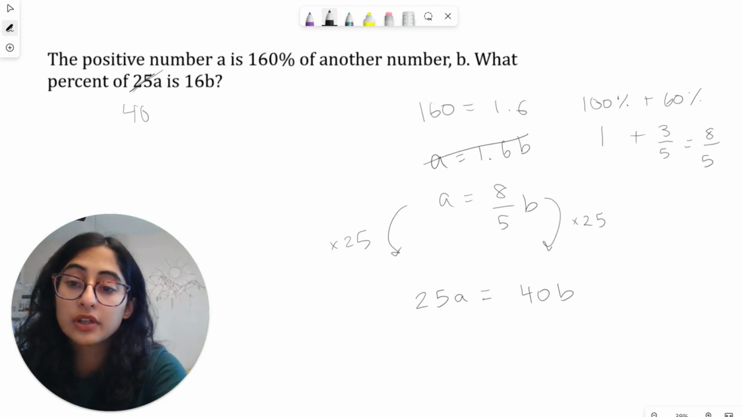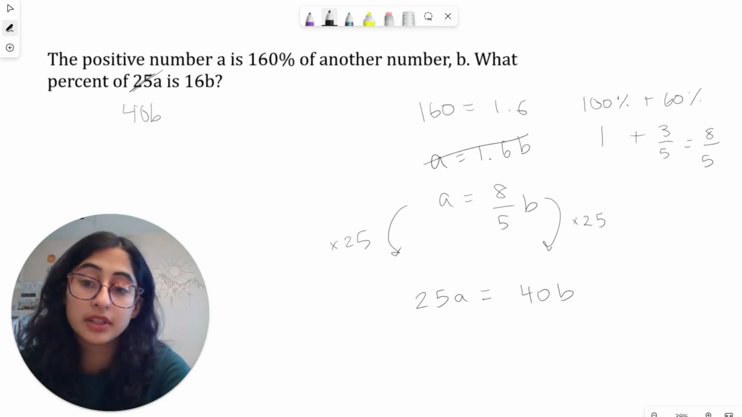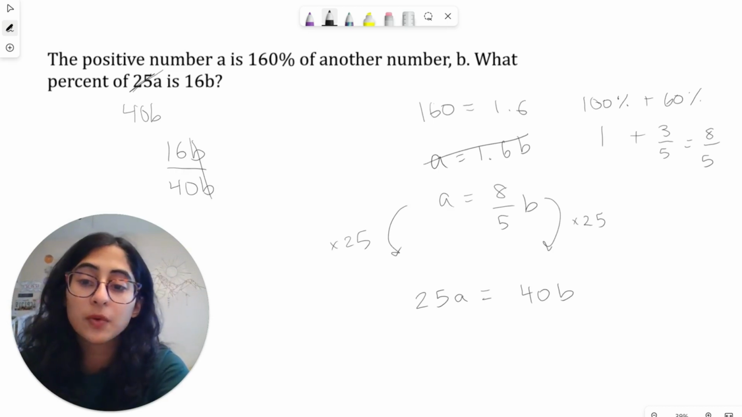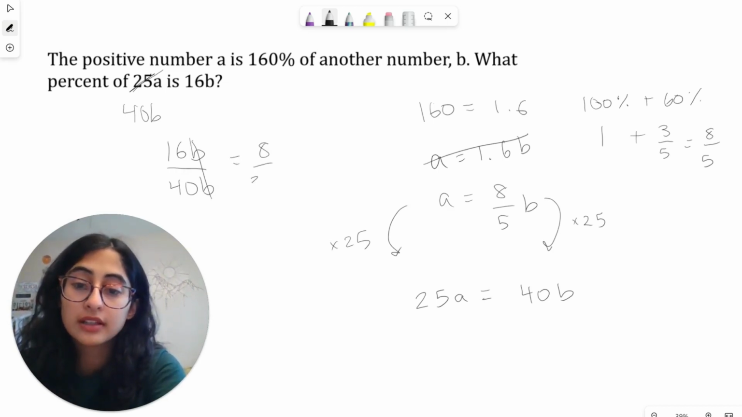So 25a is actually equal to 40b, so we can rewrite this question to say, what percent of 40b is 16b? Well, that would just be represented as the fraction 16b over 40b. Our b's cancel out, and it's equal to 16/40ths, or we can say that's 8/20ths.